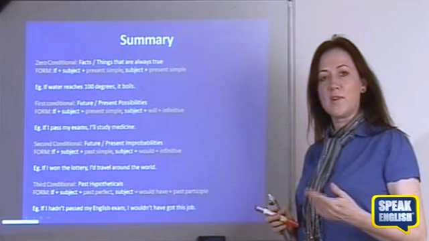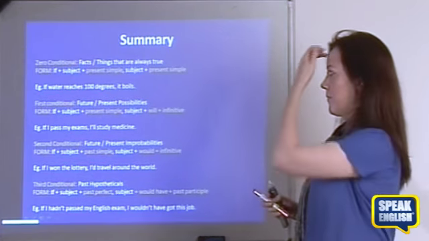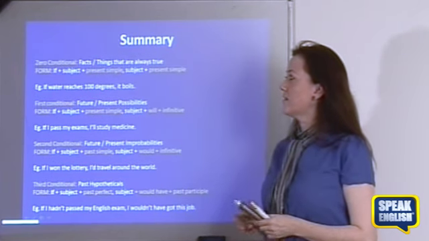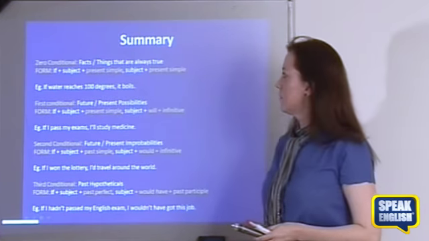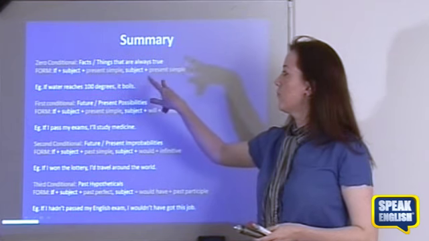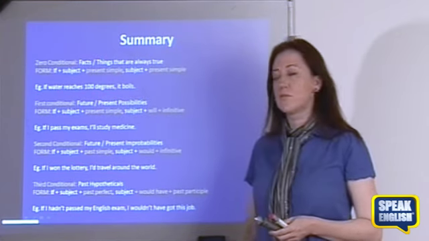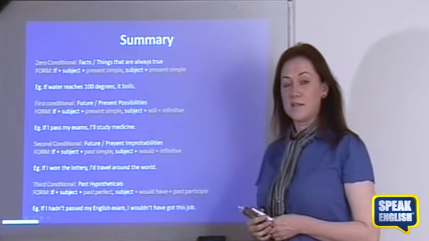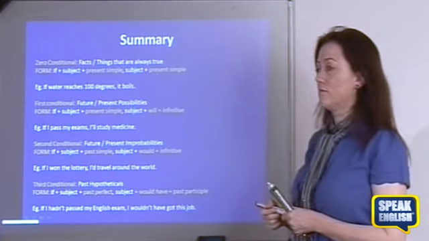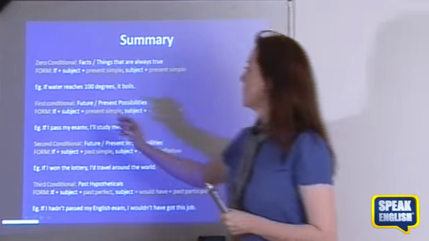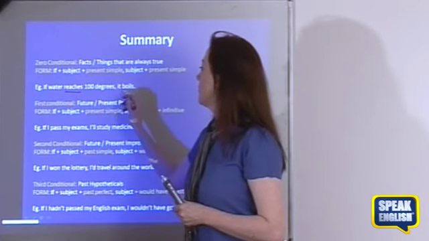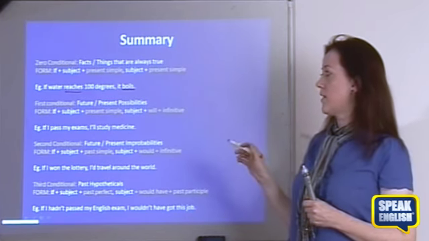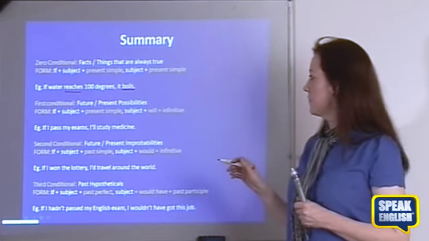Okay, let's look at a summary of what we've looked at today. The zero conditional is about facts and things that are always true. The form is with present simple in both clauses. For example, if water reaches 100 degrees, it boils. True fact. Present simple, present simple.